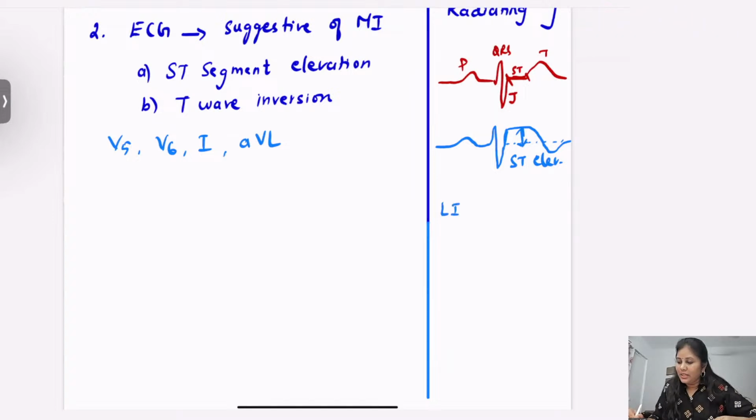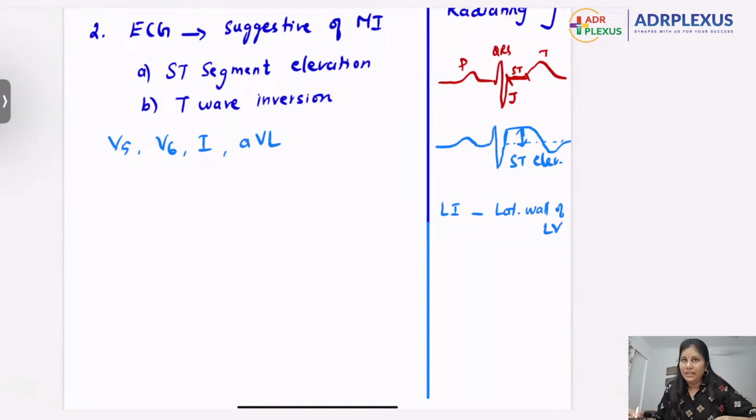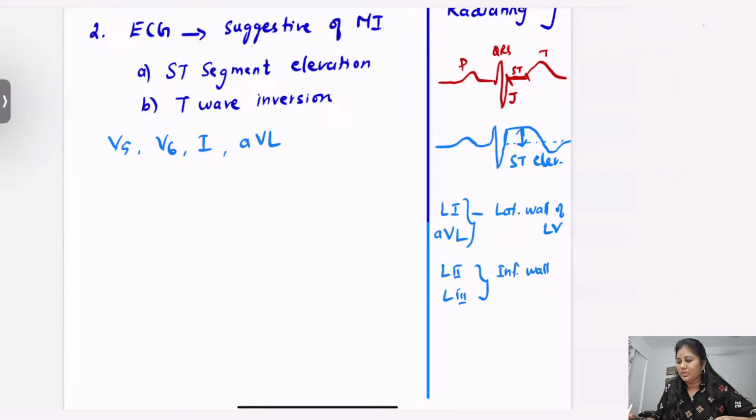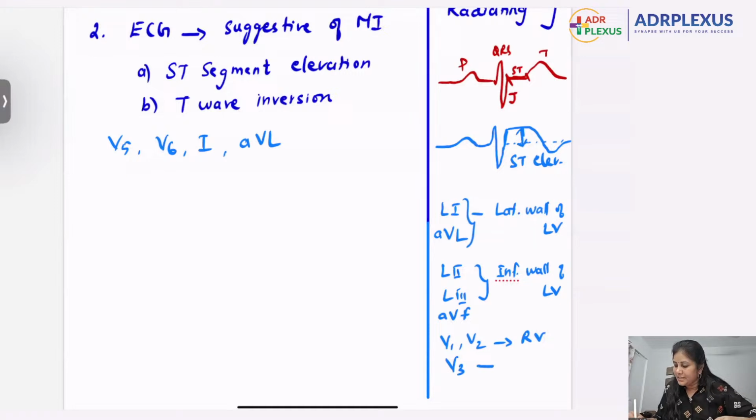Lead 1 actually represents the lateral wall of the left ventricle, right? AVL, again, the lateral wall of the left ventricle. Lead 2 and lead 3 actually represent the inferior wall of the left ventricle, right? AVF also represents the inferior wall of the left ventricle. Among the chest leads, V1 and V2 represent the right ventricle, okay? V3 represents the septum.